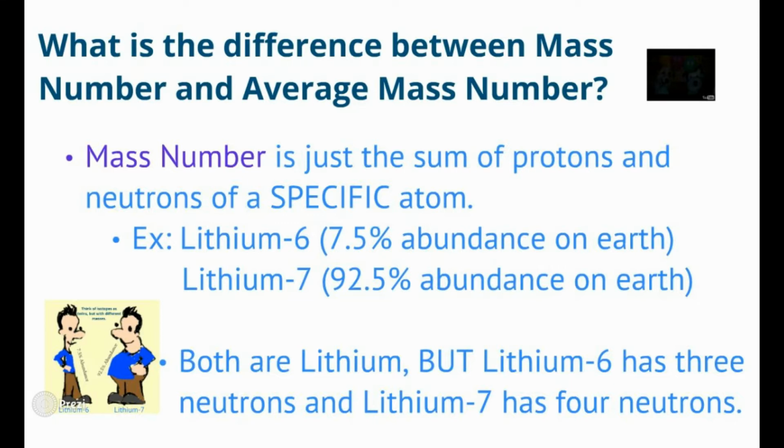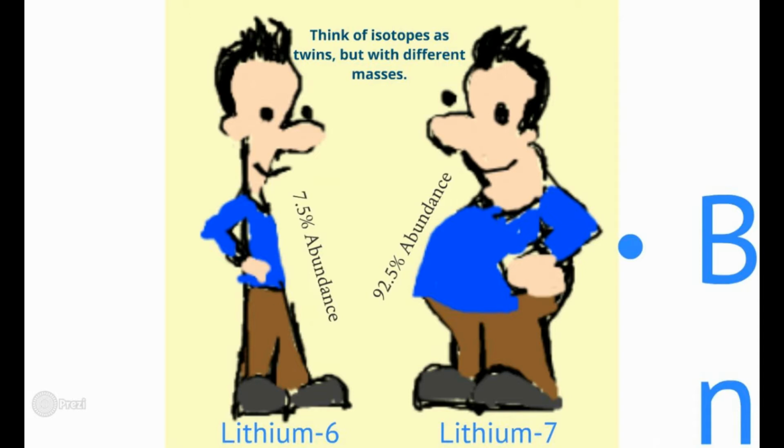Both are lithium, but one has 3 neutrons and the other has 4. That's the only difference between the two. One is more radioactive than the other. So think of isotopes like twins, but with different masses. No, not every twin weighs the same. That's basically the big difference. So isotopes deal with neutrons.